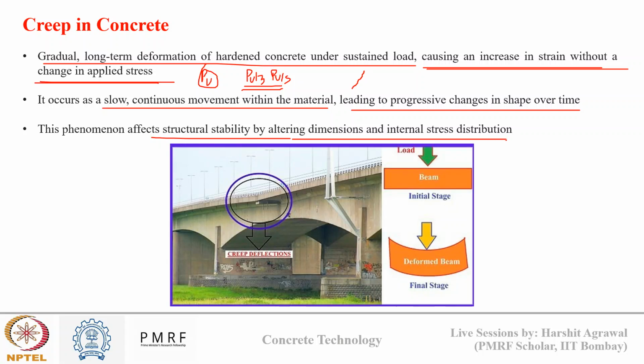An example of creep action you can see from the image here also. Here we have a bridge deck which is under continuous load on the top. Under this loading you can see a small vertical deflection due to the loading, and this is known as creep deflection, where the beam has deformed over time. Initially the beam was like this, but due to loading it has deformed. This is known as creep deformation, deformation due to sustained loading.